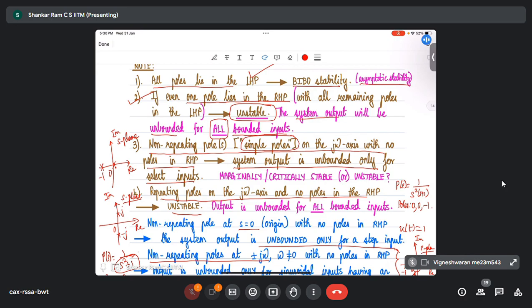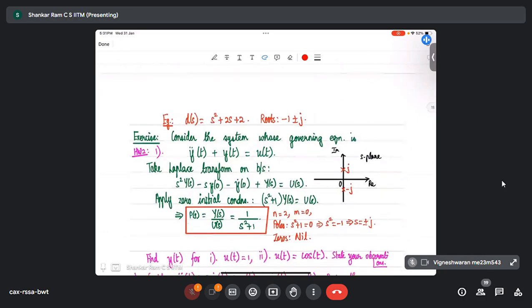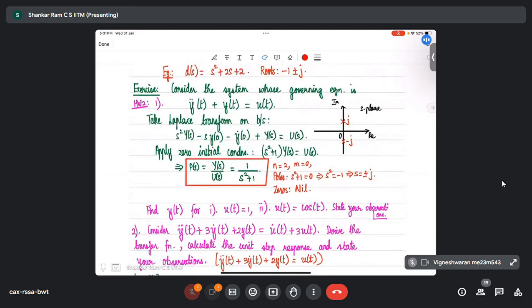All right. With this in mind, I am going to propose homework number 2 for us. So what is homework number 2? We consider the system whose governing equation is this. I did the case where y double dot plus y dot equals u of t. Now we have to do y double dot plus y equals u of t. If you derive the transfer function, we get 1 by s squared plus 1.